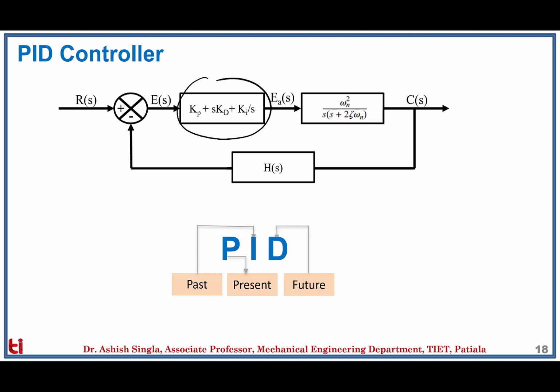So in other words, the PID controller is like a famous Raj Kapoor movie, which is called Kal Aaj Aur Kal, where the integral control deals with yesterday, the proportional control deals with the present, and the derivative control deals with tomorrow. So that's the crux of all the three control actions and their combinations.